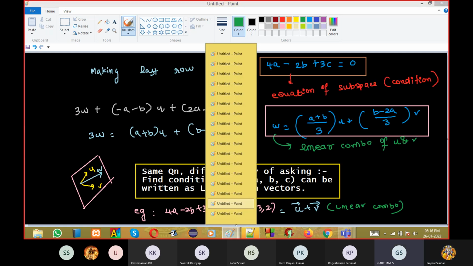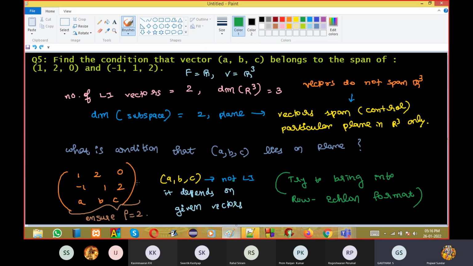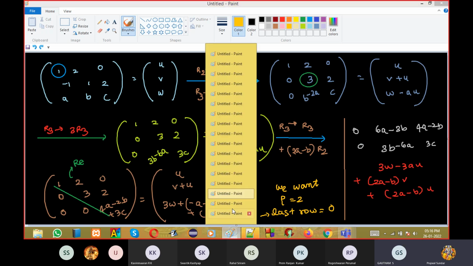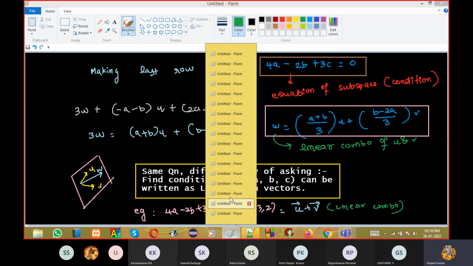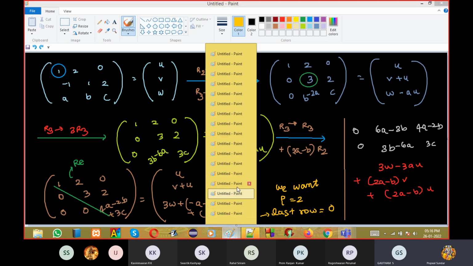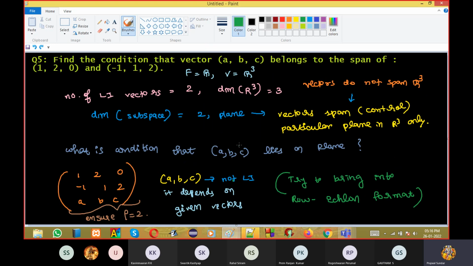Understand? So see, suppose I am writing this matrix and reducing to row echelon form. This is row echelon form, right? Here I am not getting 0, meaning this will become dimension 3. This will become the whole space. We want to restrict A, B, C as a part of the subspace. This is the subspace. That's it. Clear?